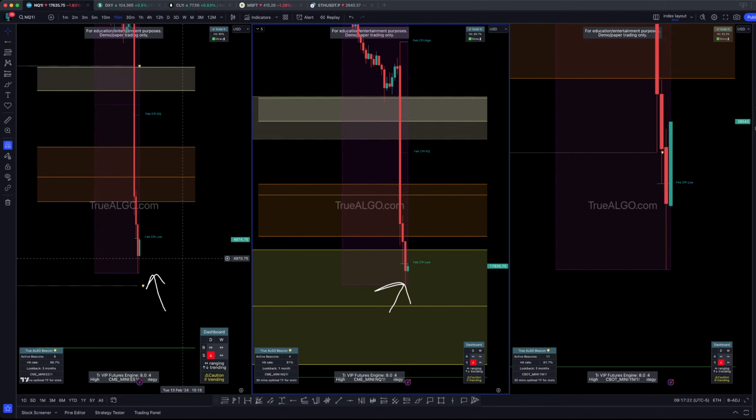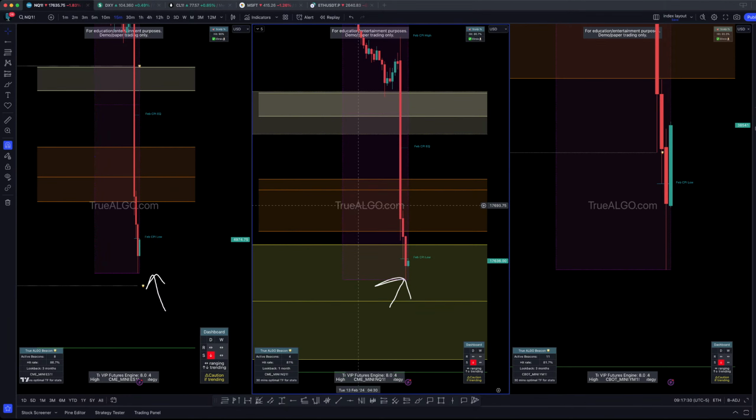Yesterday, we had over a 190-point handle move, so almost 800 ticks on the NQ. It wasn't just us. Our members were predicting it too, which is fantastic.